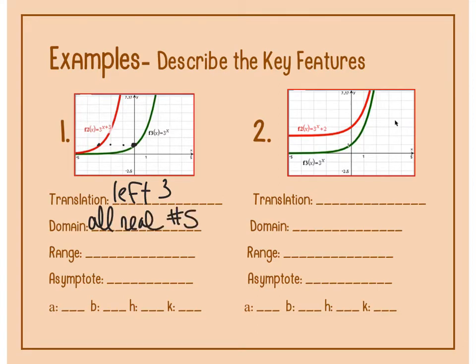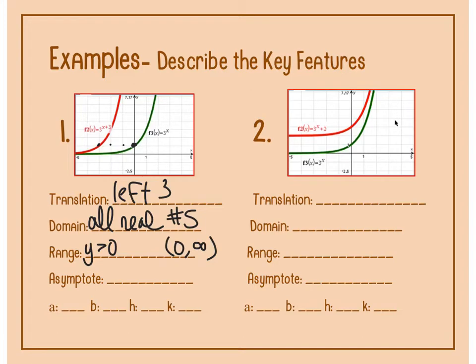My range. Do you see here how it's getting very, very close to y is 0, but it's never going to touch it? So my lowest y value is 0. My highest y value is going to be infinity. It's going to go up forever. So we're going to write that y is greater than 0. So we can write in inequalities, or we can write it in interval notation. It goes from 0 to infinity.